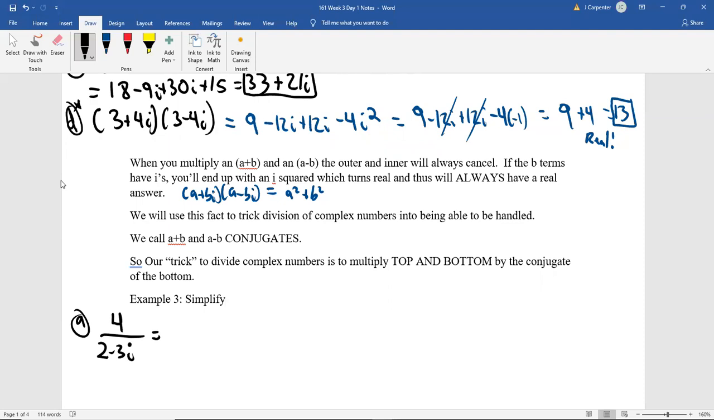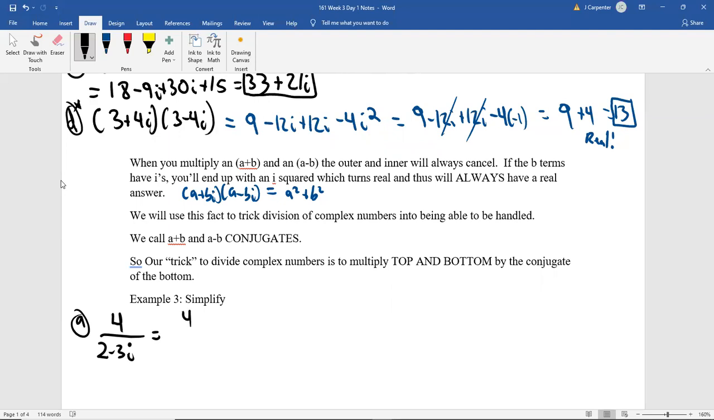You've got i's in the bottom. I's are not allowed to be in the bottom. They can only be in tops. You can't have i squared. You can't have square roots of i's. You can't have i's in the bottoms. All answers can have a real number and an i number. That's it. But the i number can only be in the top.